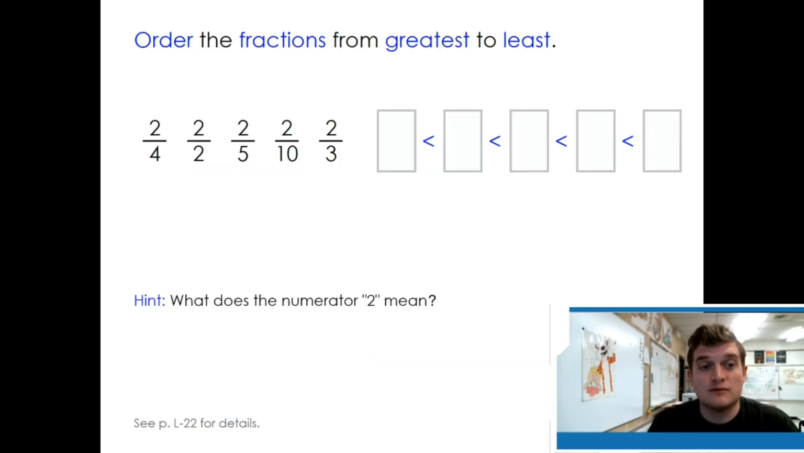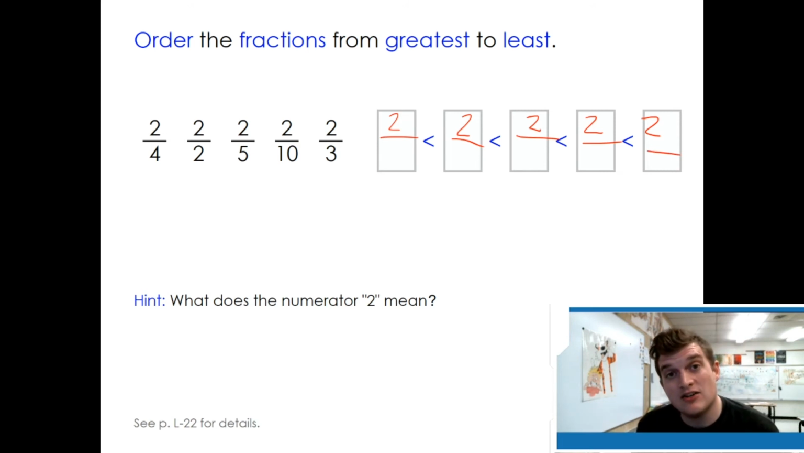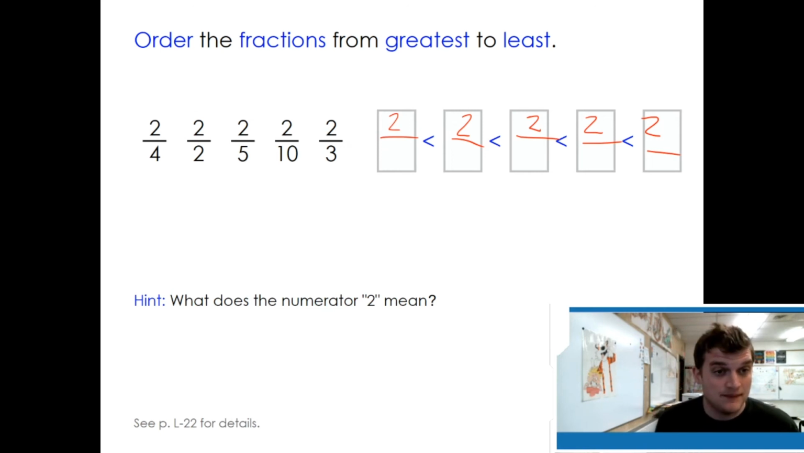Order the fractions from greatest to least. Now we see the numerator is all the same, so I can just simply write that numerator without having to think about it. So all we need to think about is that denominator. Remember, if the denominator is small, that means it's a bigger piece. We want more cake. So the biggest cake of all is going to have the smallest denominator. Boom. 2 out of 2. That's a full cake.